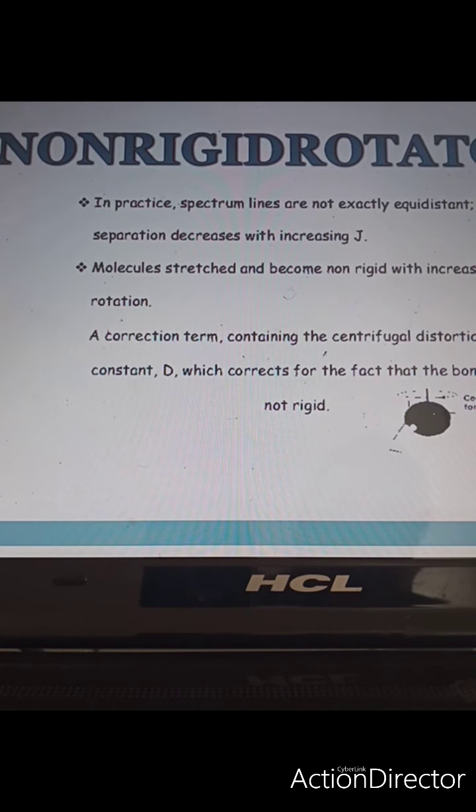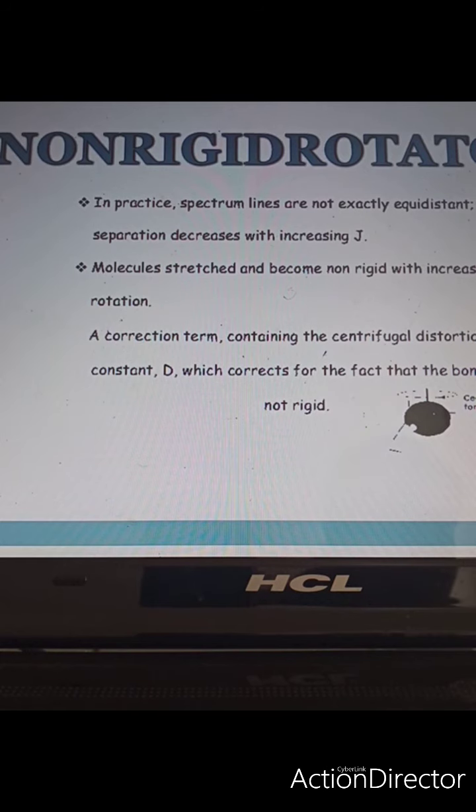So in that case, you apply a correction term known as the centrifugal distortion constant D. To explain that, I will consider the rotational spectra of HF, in which the separation between successive lines, that is the B value, decreases gradually with increasing J value. As the diatomic molecule rotates, the centrifugal force tends to move the atoms apart. So the bond length tends to increase with the frequency of rotation, hence the J value.